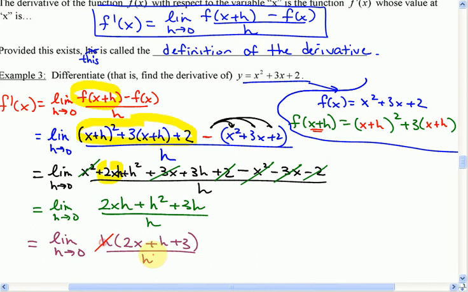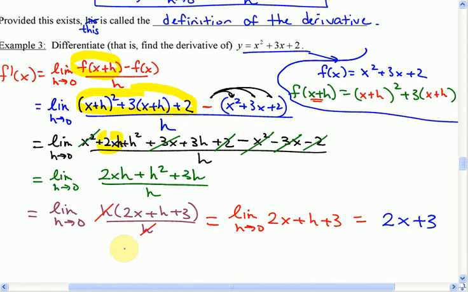Goodbye, goodbye. This looks good because the limit of h approaching 0 becomes 2x plus h plus 3. And then finally, you can get rid of that h because you plug in 0. And so your final answer here is 2x plus 3. What that says is that the derivative is equal to 2x plus 3. Ta-da.